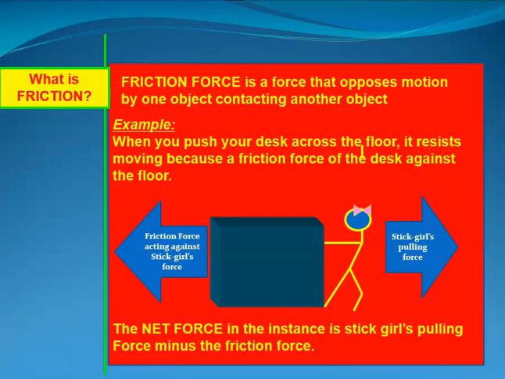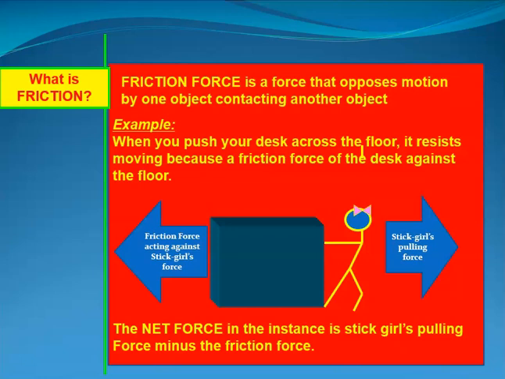Friction force is a force that opposes motion by one object contacting another object. Example, when you push your desk across the floor, it resists moving because of the friction force of the desk on the floor. So here you see Stick Girl is pulling that box to the right, but the friction force of the box against the floor is resisting that. That's a force against her pulling force. So the net force in this instant is Stick Girl's pulling force minus the friction force.